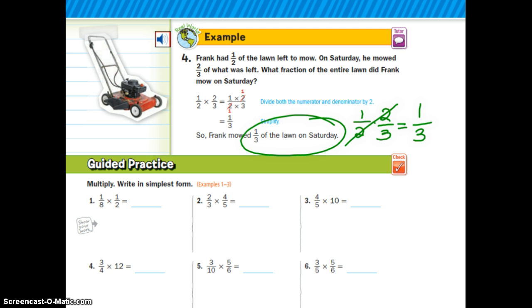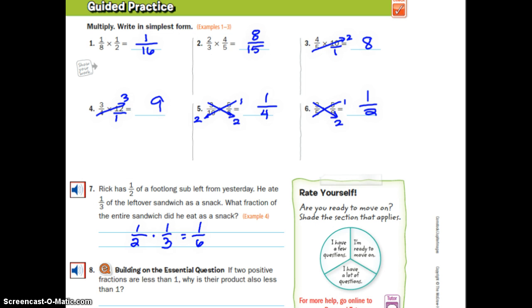Please do the guided practice. See you soon. Did you get what I got? Number 1, I got 1/16. 2, I got 8/15. 3, I got 8. 4, I got 9. 5, I got 1/4. And 6, I got 1/2.